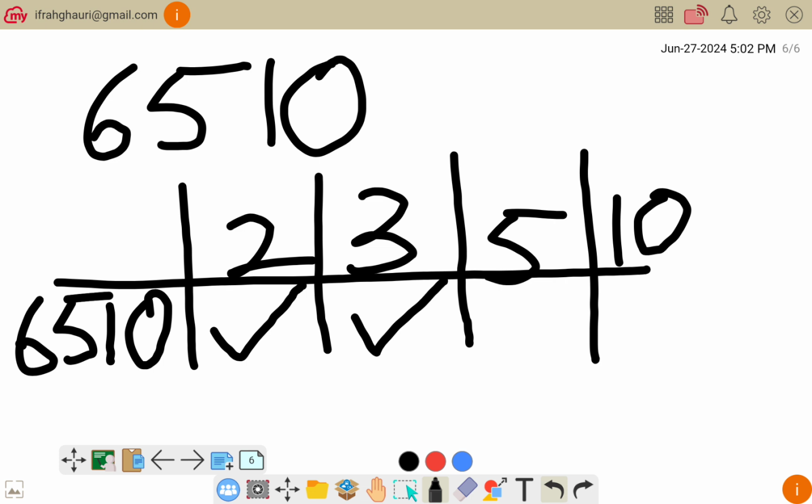Now, is the number divisible by 5? What do we have in the units place? We have a 0 or a 5. So it is divisible by 5. And is it divisible by 10? Yes, because in the units place we have a 0, and if we have a 0 in the units place, the number is divisible by 10. Okay, so by chance the number is divisible by all these numbers 2, 3, 5 and 10. So this is how we can carry out a test of divisibility for 2, 3, 5 and 10.